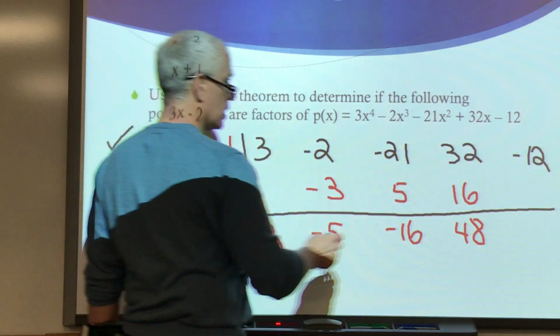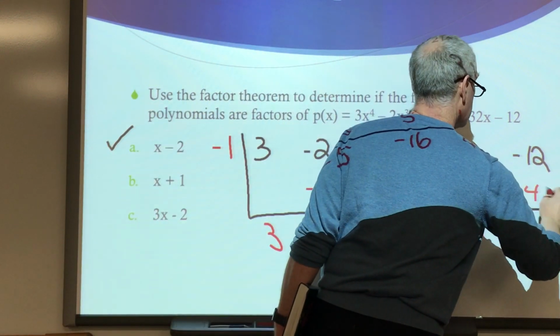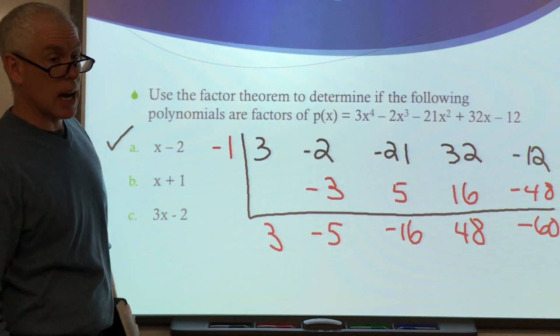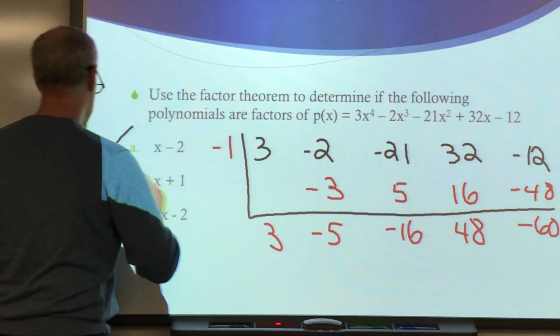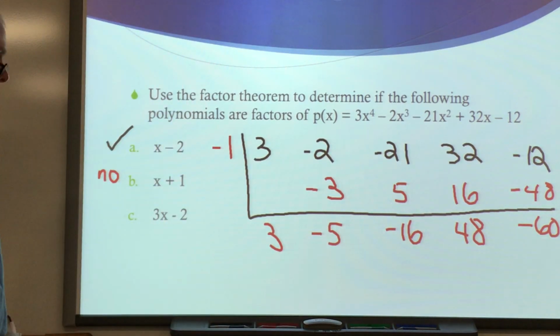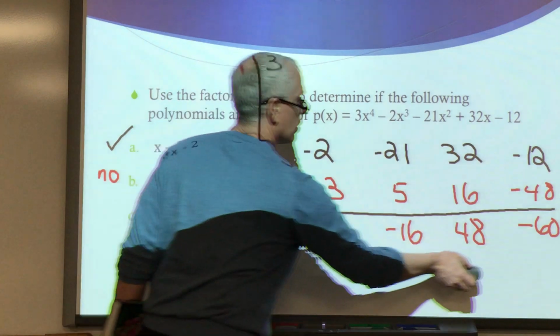And 48 times negative 1 is negative 48. I get negative 60. Well, negative 60 is not 0. That one is not a factor. Okay? Let's do it one more time for the last one there.